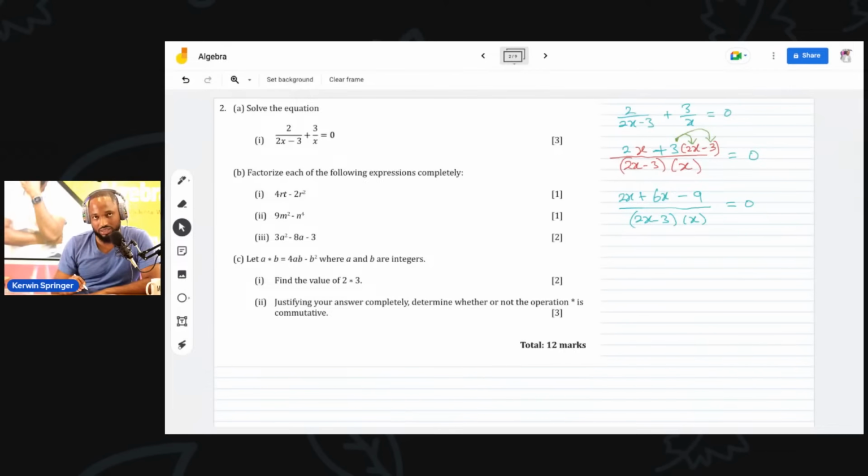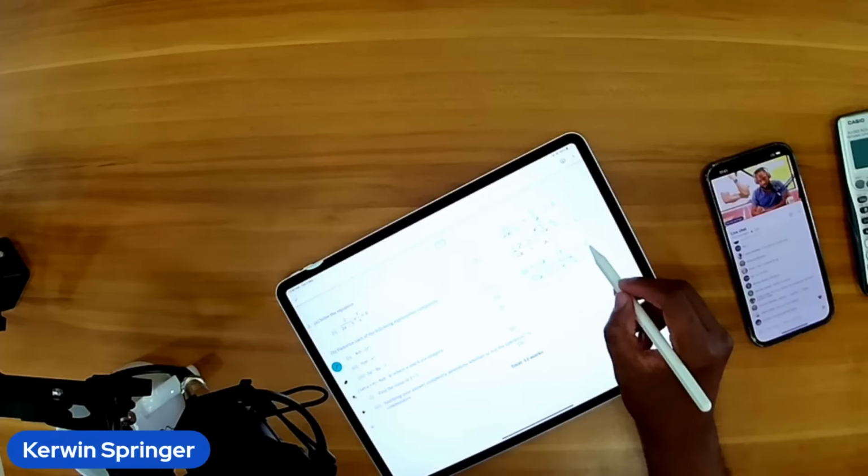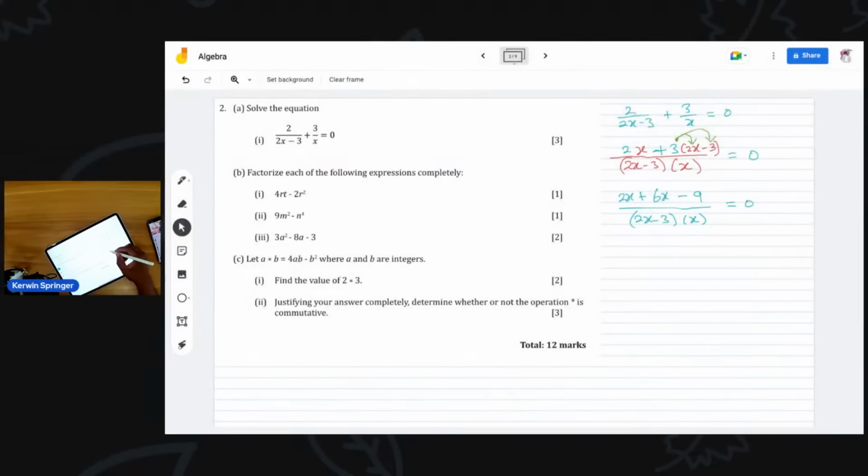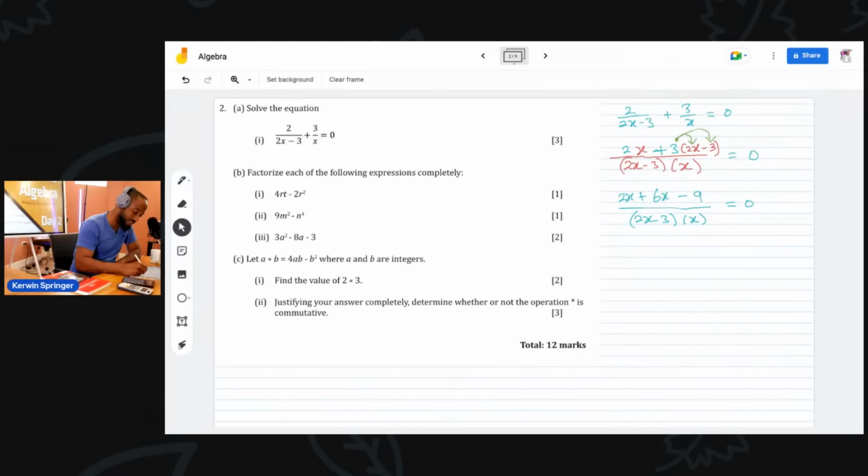The denominator, when multiplied across, will be eliminated by the 0. So if I multiply the denominator by the 0, I would just end up with 2x plus 6x minus 9 is equal to 0, which is actually 8x minus 9 is equal to 0. So 8x is equal to 9, and x is equal to 9 over 8. How many of you all get that? 9 over 8. Tell me if you understand that, if it's making sense.